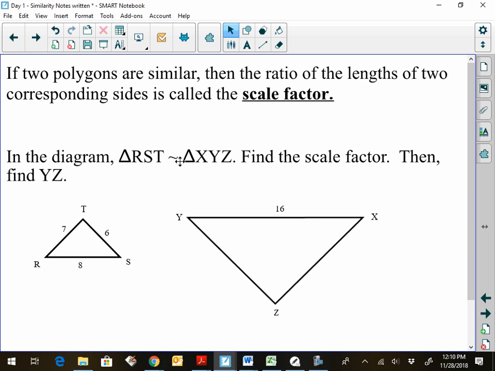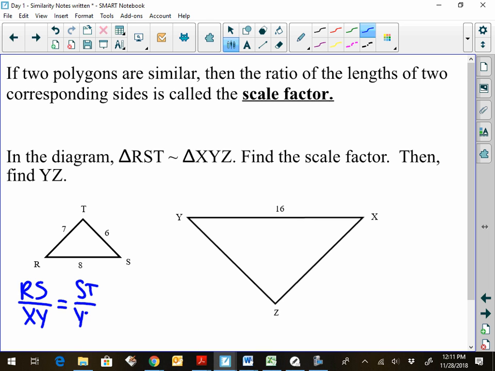So we know that, just like before, we can compare the first two with the first two on this side. So how we'll set up our proportion, we'll have RS over XY. So I just took the first two over the first two, the last two over the last two, and then the first and last over the first and last.